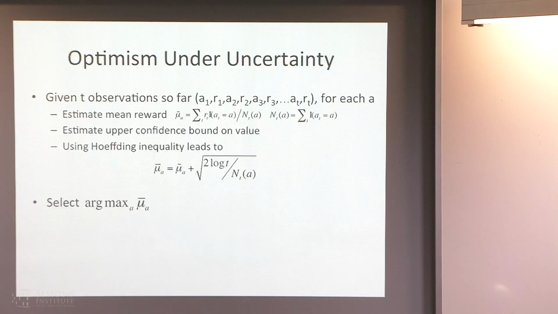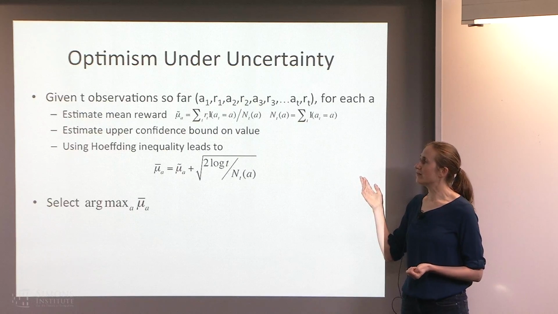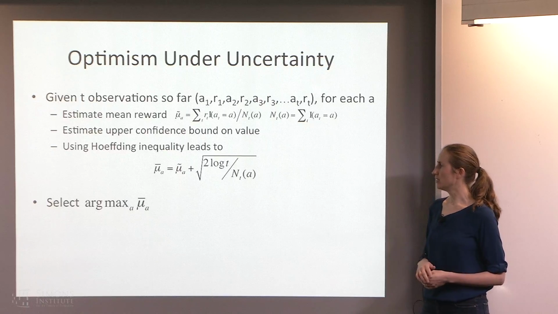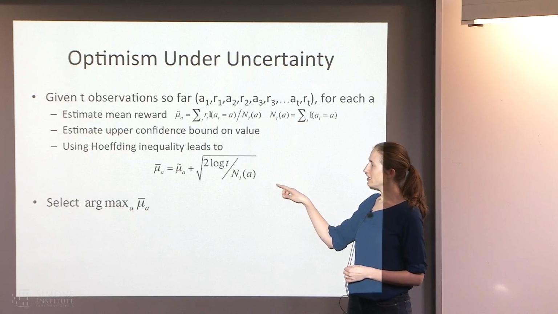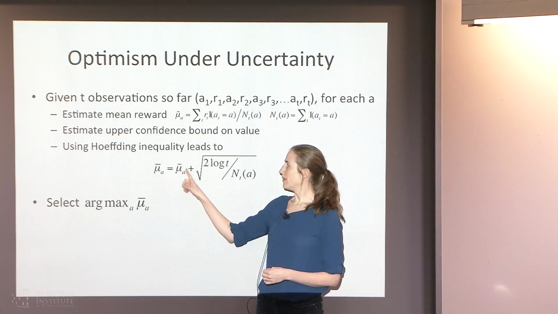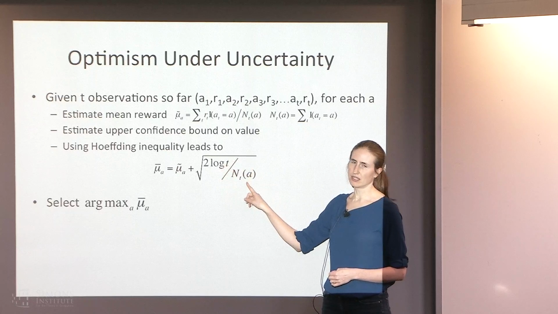The second idea is optimism under uncertainty. Again, this is a very similar idea. Given the observations we've had so far, we'll again compute the mean reward. But now, instead of just using that mean reward to act, we're going to compute an upper confidence bound on what that reward could be by using concentration inequalities. For example, if we use Hoeffding's inequality, then we can get an upper bound on the mean of an arm by our empirical mean so far, plus a term that looks like this.